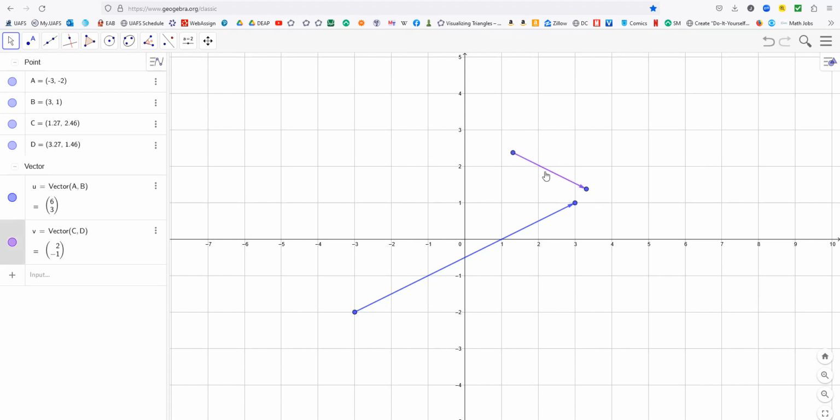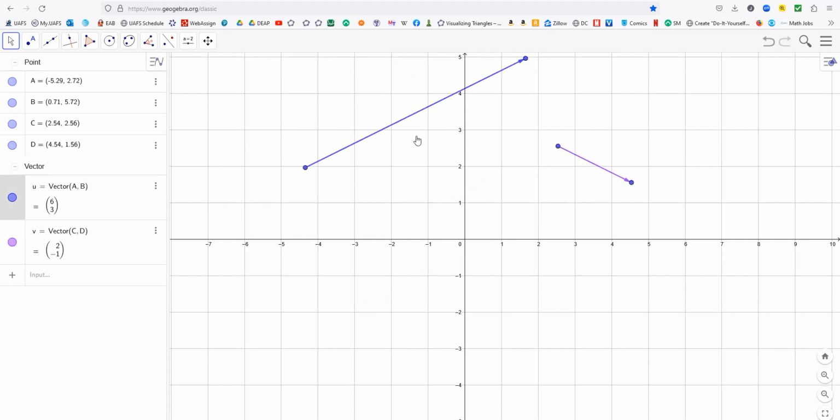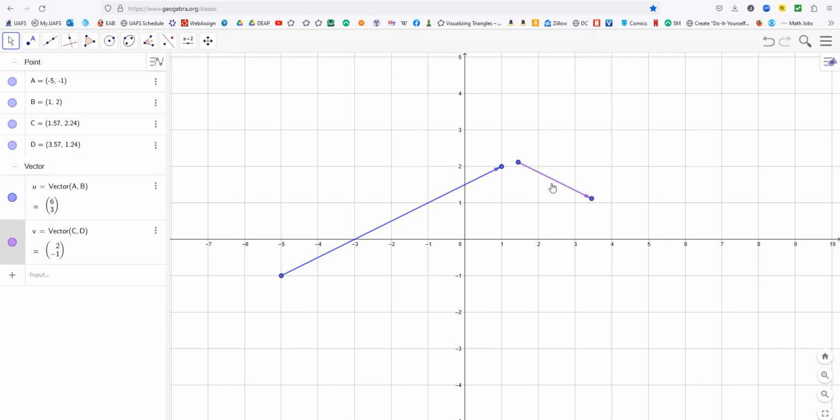Well, the way to do it is really just composition of transformations. You just line these up. You can start the first one anywhere you want. It doesn't matter. But wherever you end it, that's where you want to start the second vector. So if we want to add, I guess this one's called U and this one's called V.